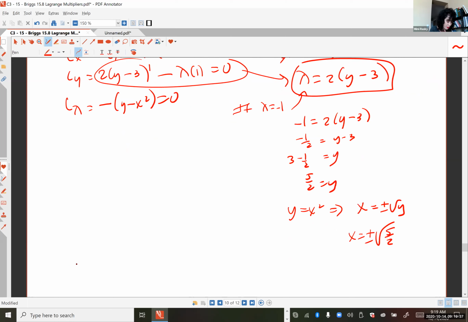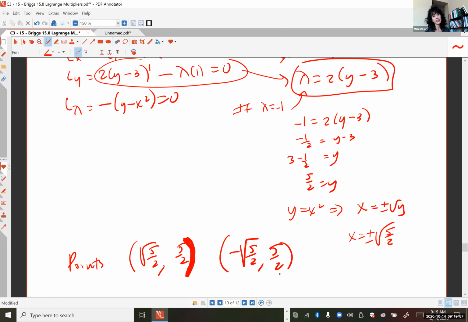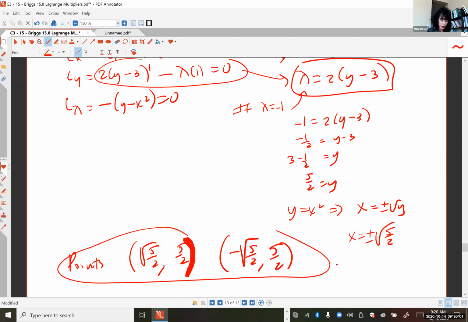So folks, you have 2 critical points: square root of 5/2, 5/2, and, my bad, sorry, the other point is negative square root of 5/2, 5/2. And one is not a max and the other one's not a min. It doesn't work like that. Both are the answers. Both give a min distance due to symmetry.